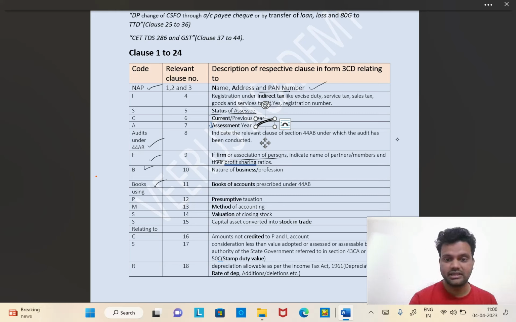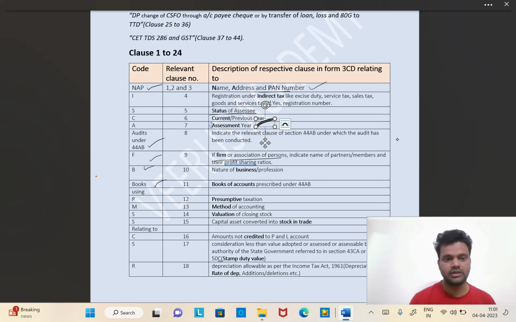And C means current or previous year. I use the word current year because that is another word that can be used for the previous year. When we are running this year, that is the current year. Next year will be the assessment year. This we all know very well. So C means current or previous year. A means assessment year. That is, ISCA is over.